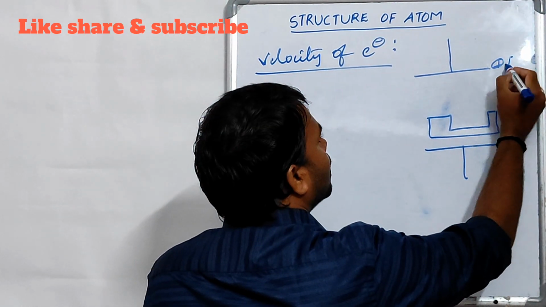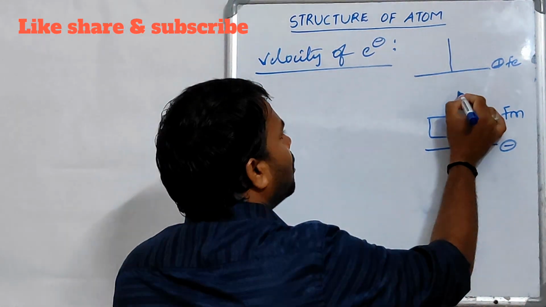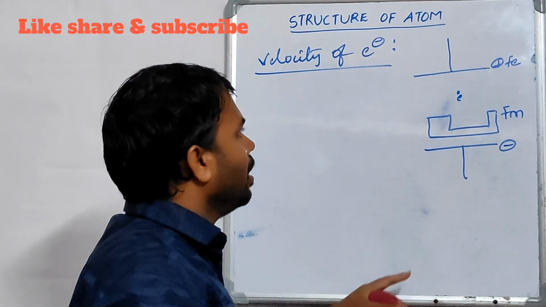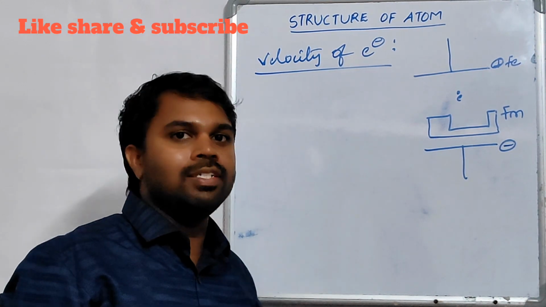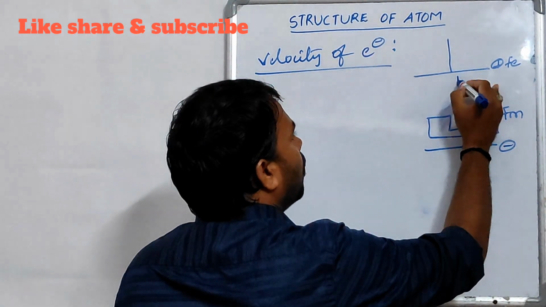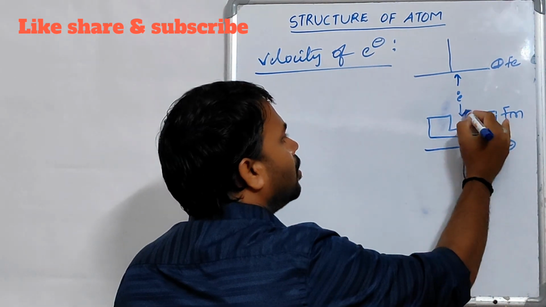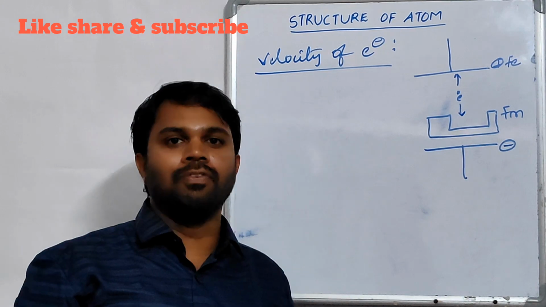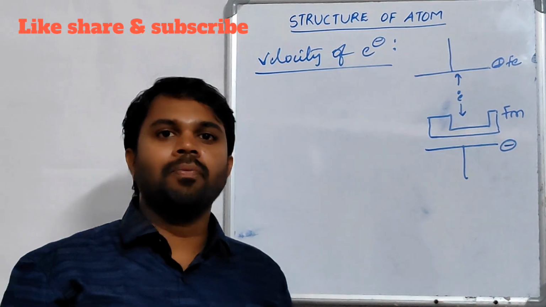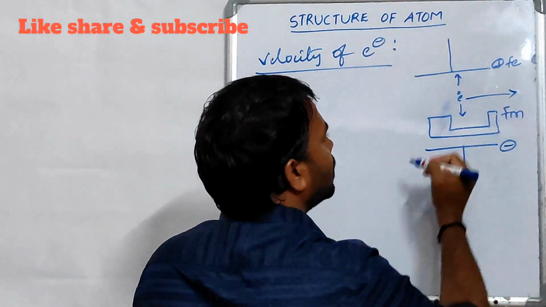The electrical force is Fe, and the magnetic force is Fm. Now, the electron present here experiences two forces: one due to the electric field towards the upside, and one due to the magnetic field towards the downside. By carefully balancing these electric and magnetic fields, it is possible to bring the electron back to its original path, that is, undeviated.